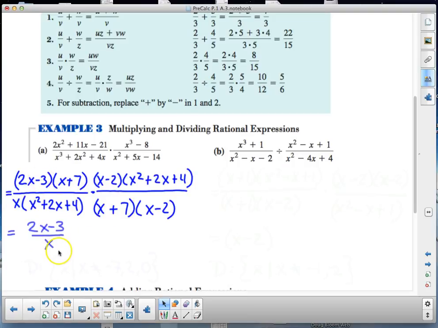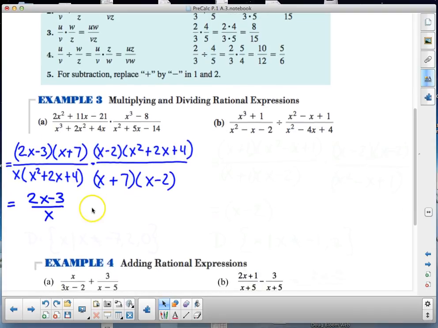So I got 2x minus 3 over x. That's what it reduces to. Now I have my restrictions. It can't be negative 7, can't be positive 2, and it can't be 0. And this will always be positive. So now our domain is x such that x cannot be negative 7, 2, or 0.